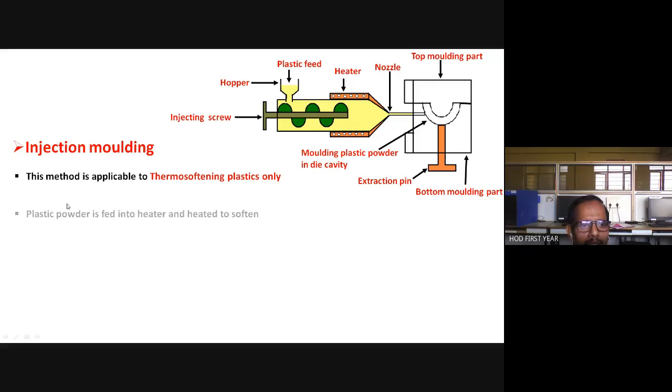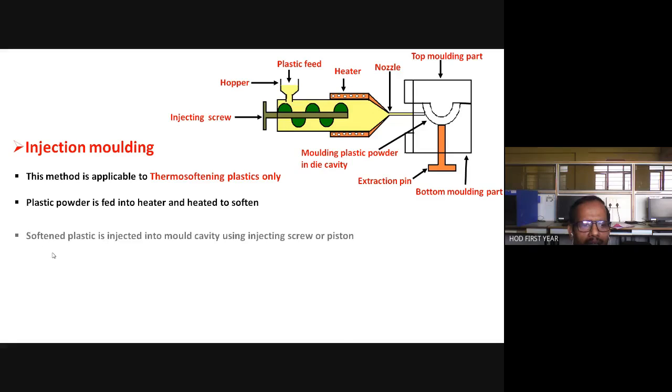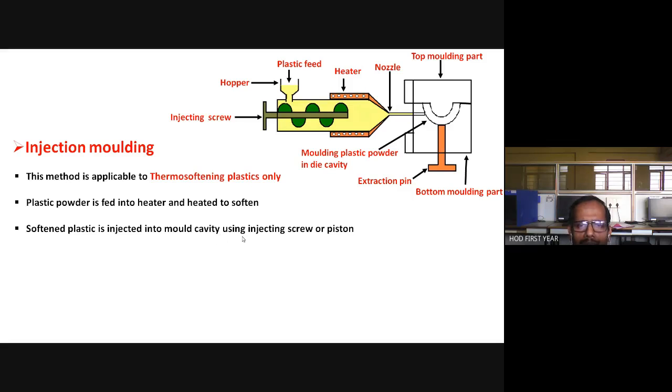Then plastic powder is fed into the heater and heated to soften. This is the first step. All plastic ingredients are first placed into this heating chamber and heated to soften. Here we have to make it completely soft. Softened plastic is injected into the mold cavity using an injecting screw or piston. Once it is softened, that material is injected into the die with the help of this injecting screw. Just push it in this direction, and molten material will be injected into the die.